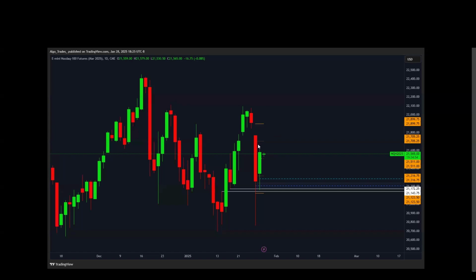So today's price action on Nasdaq is this daily candle. We tapped into this daily fair value gap. So this daily inefficiency was where we made the low and then rejected higher away from.